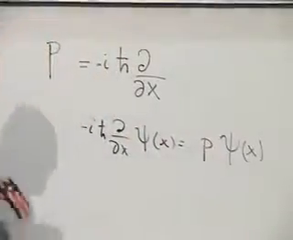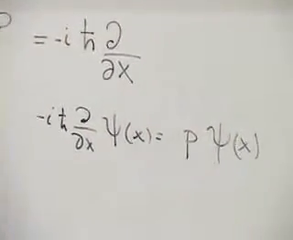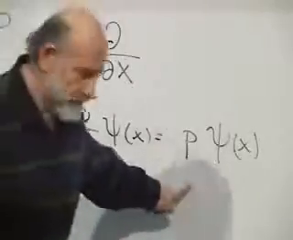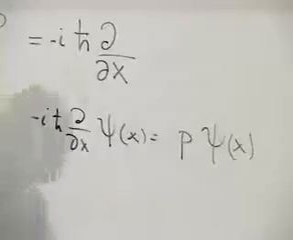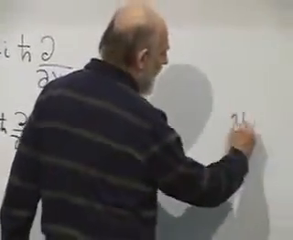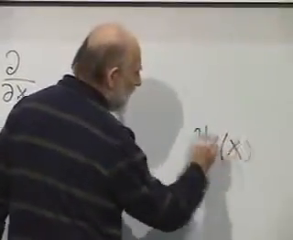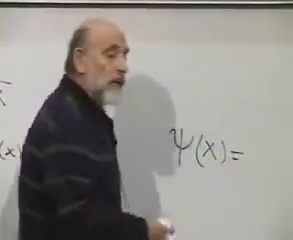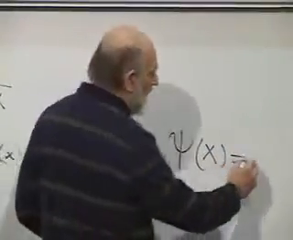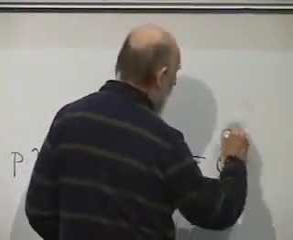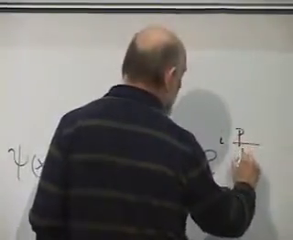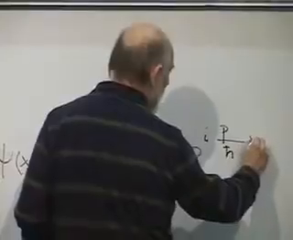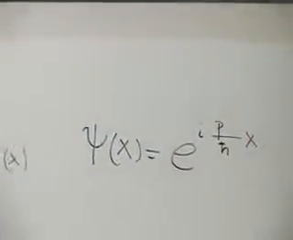Momentum. Not probability here, momentum. Let's call it p for momentum. What's the solution of this equation? The solution of this equation is psi of x is equal to any numerical multiple, incidentally, times e to the i p over h bar times x. Let's check that.